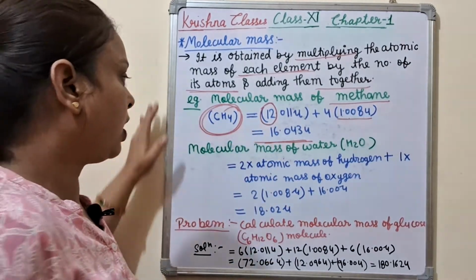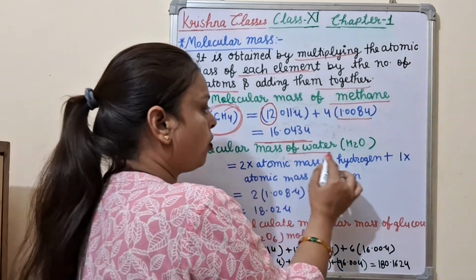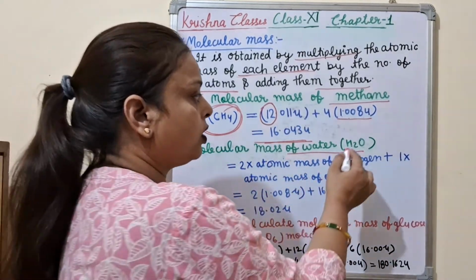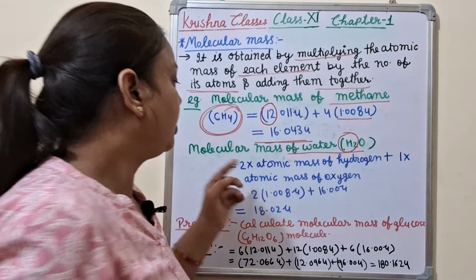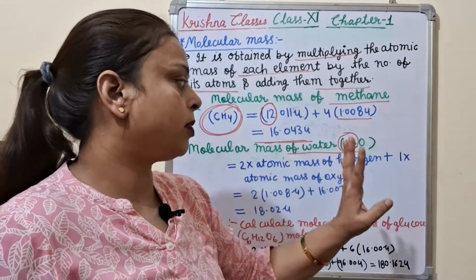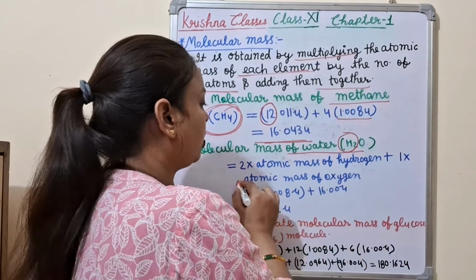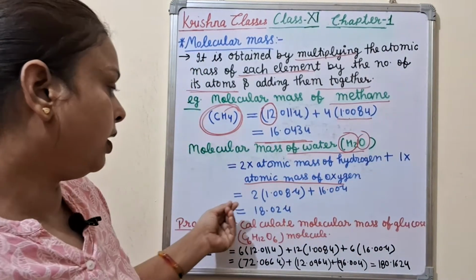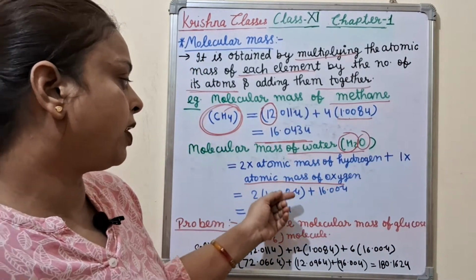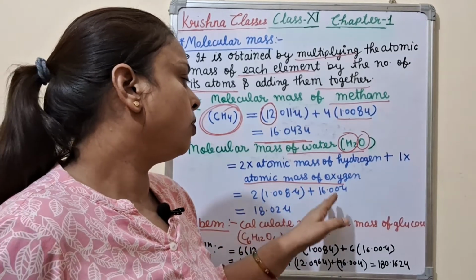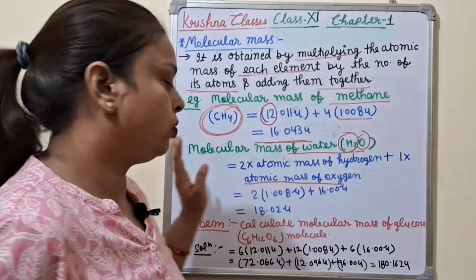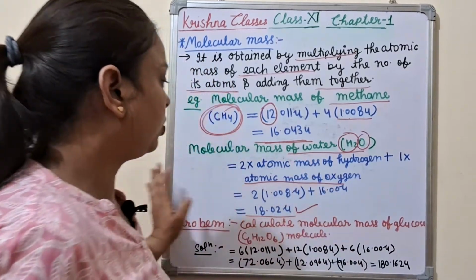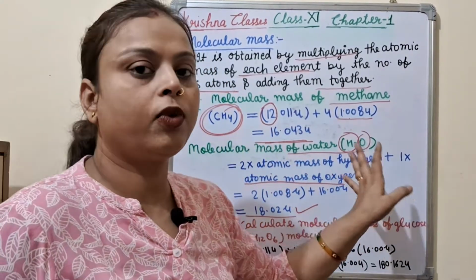Okay. Now let's see the molecular mass of water. Here 2 into atomic mass of hydrogen, because hydrogen is 2, plus 1 into atomic mass of oxygen, because oxygen is 1. So here 2 into 1.008 u plus 16.00 u comes to 18.02 u. So this is the molecular mass of water.